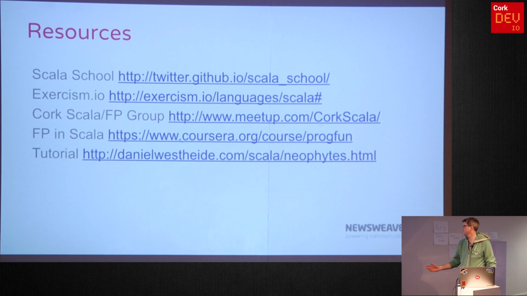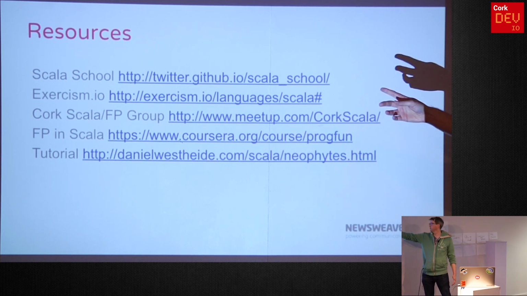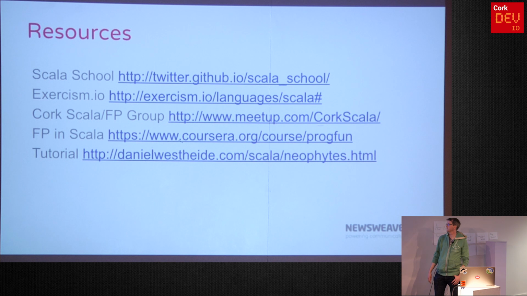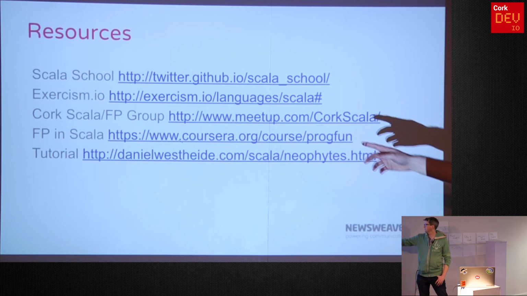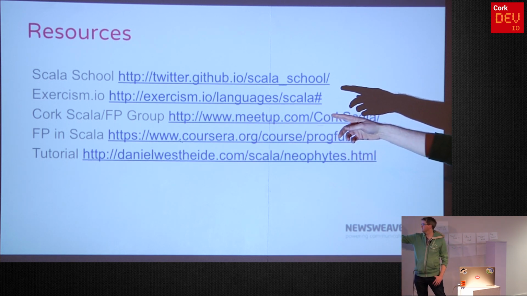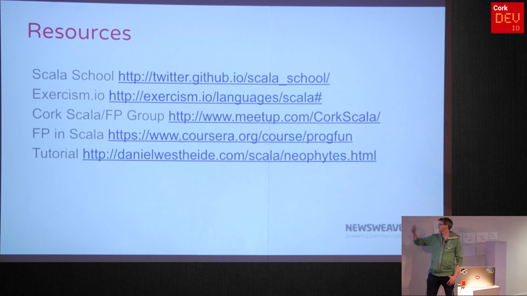Then lastly, some resources as well. Twitter have this pretty cool website, Scala School. That's cool just as a quick reference to the different syntax in the language. So if you're going through the Functional Programming in Scala book and you come across something that mightn't be explained too well in terms of the syntax, Scala School is really good to look up. There's a functional programming group that's set up in Cork. They're yet to have their first meeting, but hopefully that will get going soon.